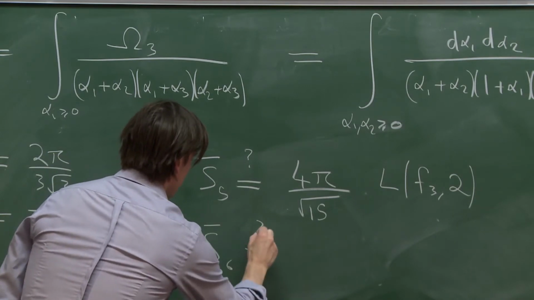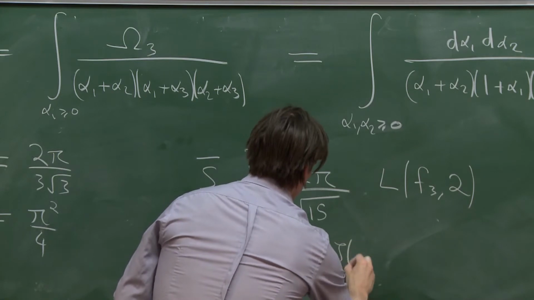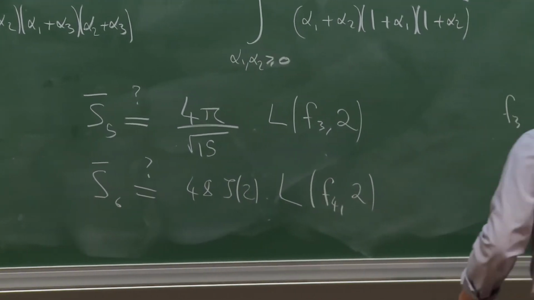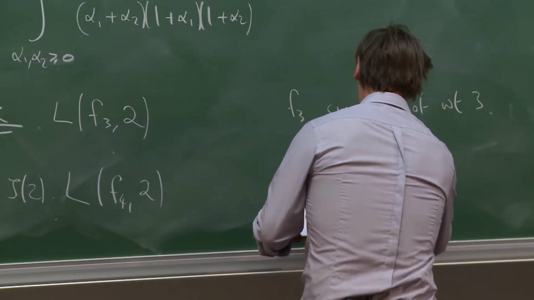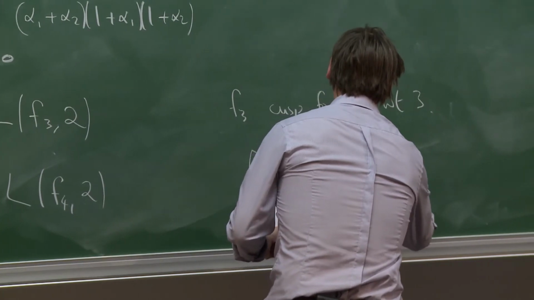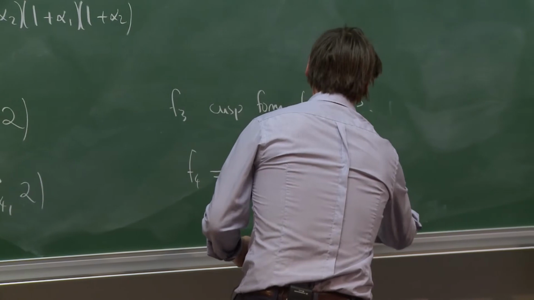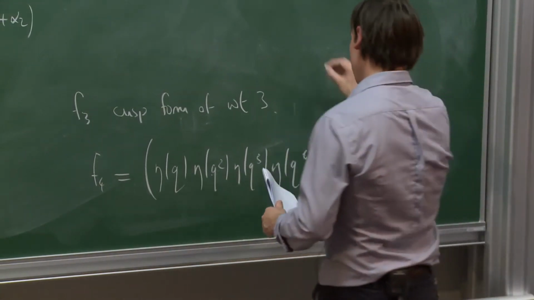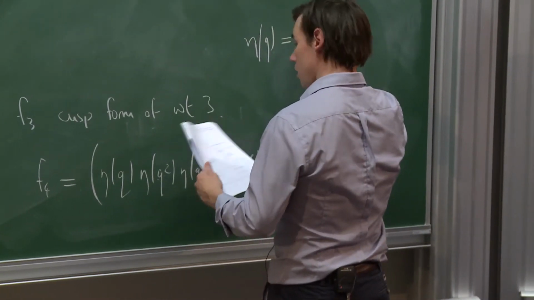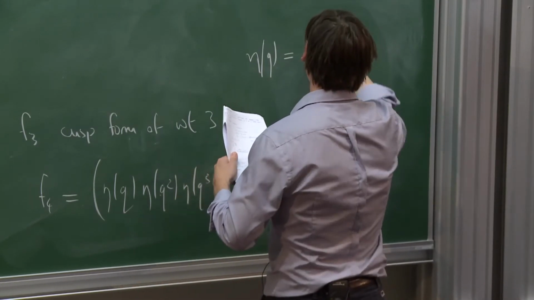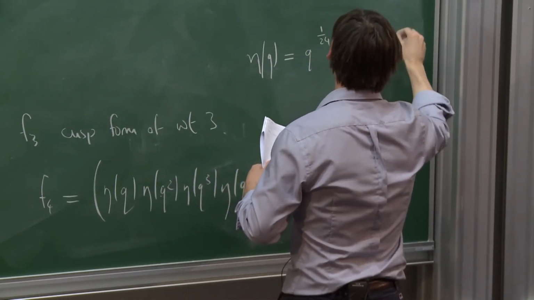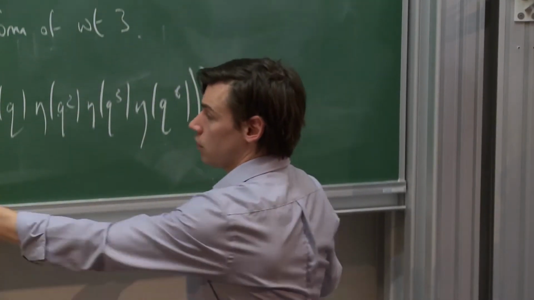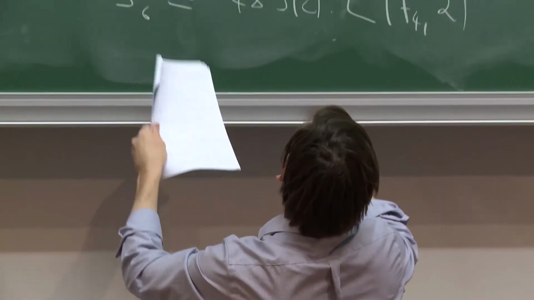S bar 6 is experimentally given by 48 Riemann zeta of 2 times a special value of the L function of a modular form, where F4 is a weight 4 modular form. It's an explicit product of Dedekind eta values. I won't dwell on this too long, but it's something that number theorists care very much about. And it's not at all understood how and if at all this pattern should continue. In general it's not known. After this, there's no conjecture for what these integrals should be.